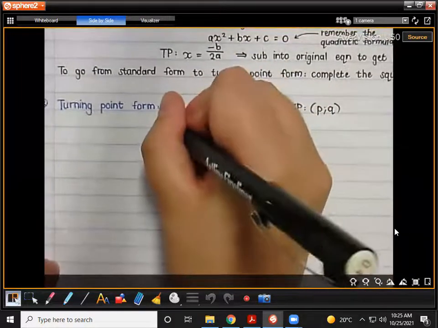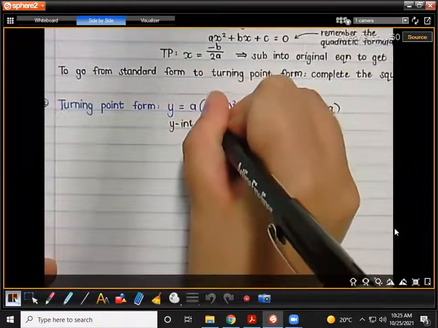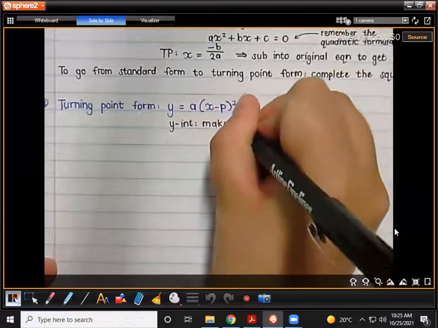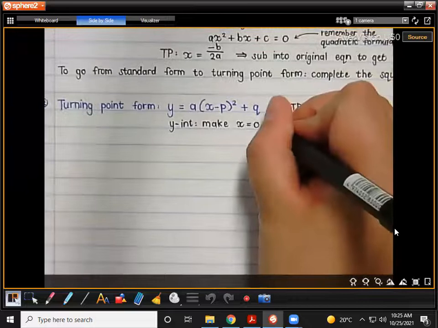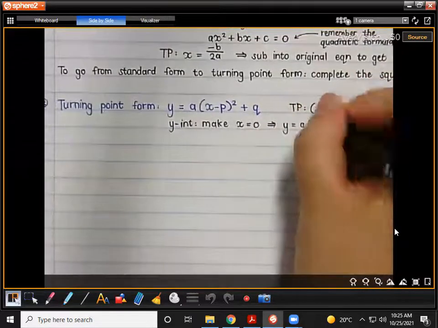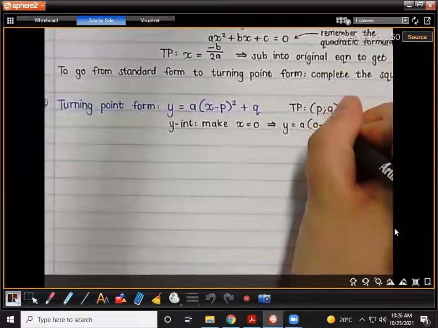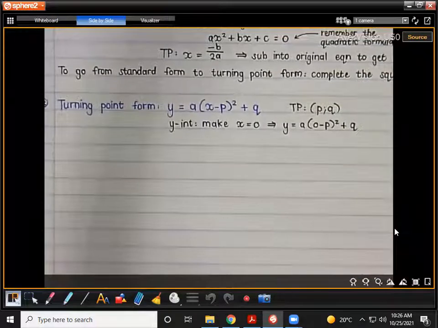Now to find the y-intercept, we're just going to have to use our almost old method, which is to make x equal to 0. Sub that into the equation, work it out. So if x is equal to 0, then y is going to be a times 0 minus p squared plus q, whatever those values are. Obviously p and q will be numbers. You can then type that into the calculator, and a will also be a number.